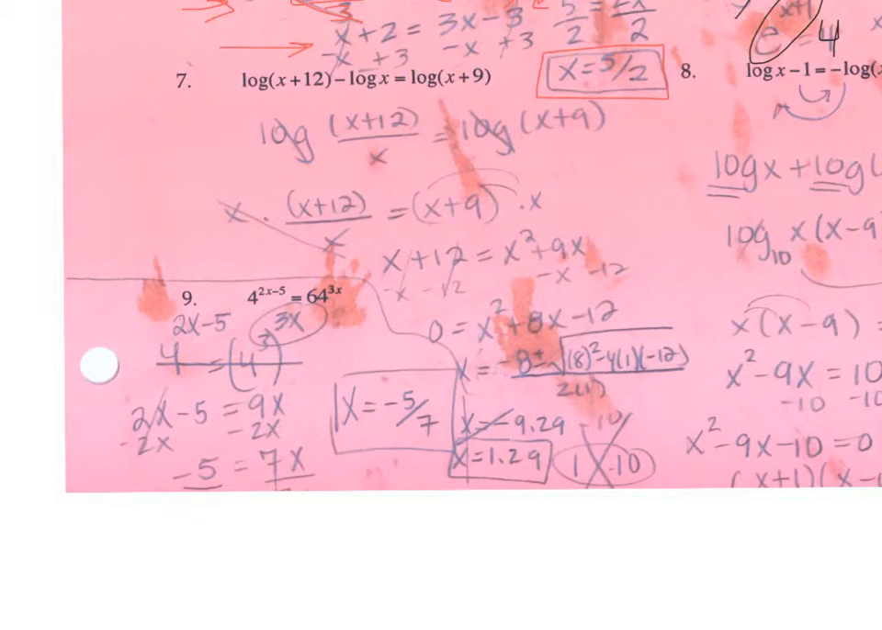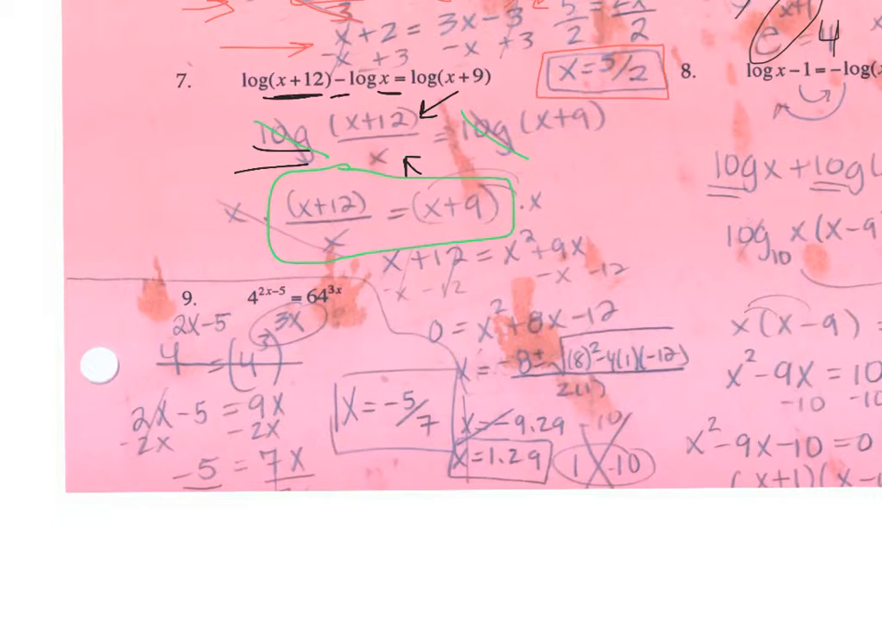Okay, for number 7, we need to condense on the left. So they're both common log, they're base 10. Subtraction goes with division, so that's why we write log one time. The value that comes first, x plus 12, goes in the numerator. The x that comes second is in the denominator. Now that we've condensed, we have 1 log on both sides, so log cancels. Now we're left with the expression x plus 12 over x is equal to the quantity x plus 9.